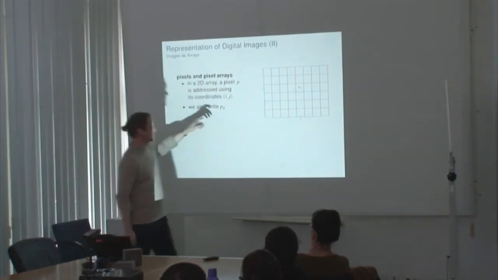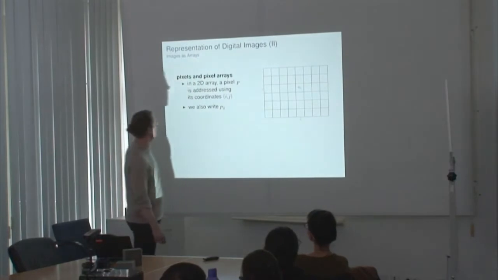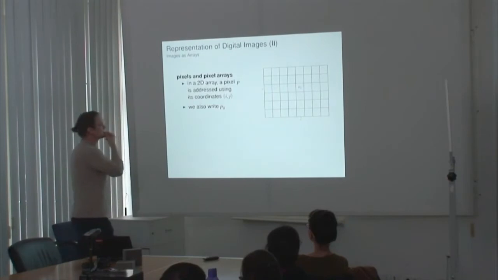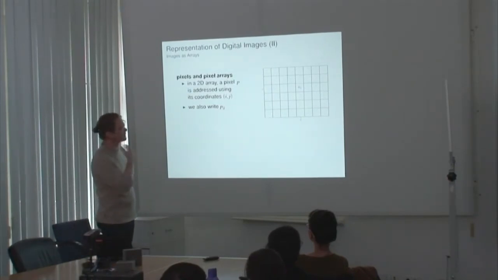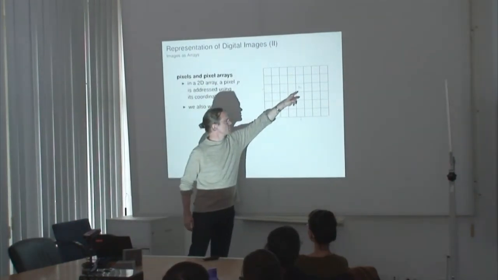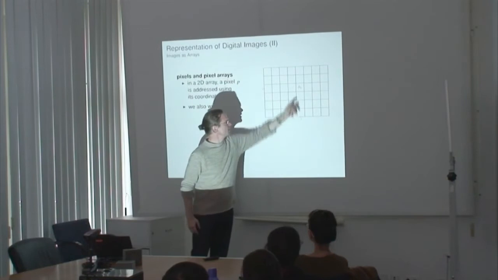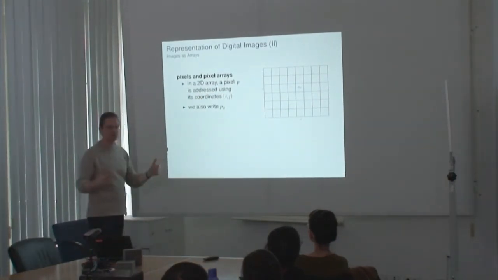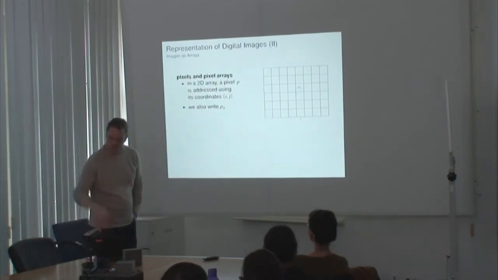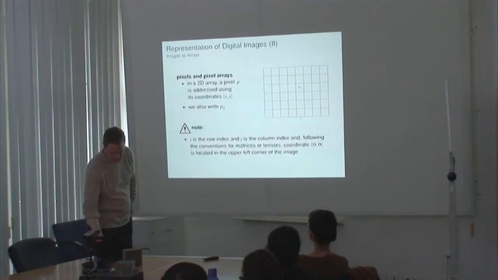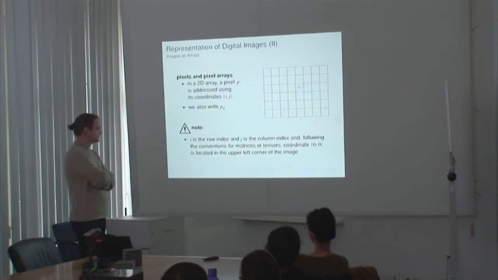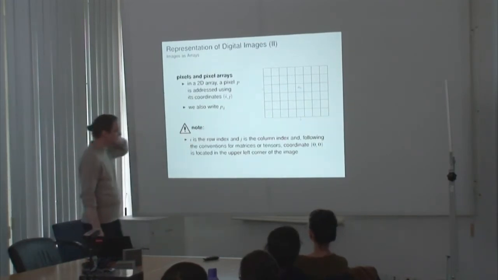And again, we can address an element in such a matrix using the row and column index. And to indicate, and we have seen that on the previous slides already, that this pixel is at location row I, column J, we use those two indices I and J as subscripts. Right? Subscripts of P indicates its location in this matrix. And again, I is the row index, J is the column index.